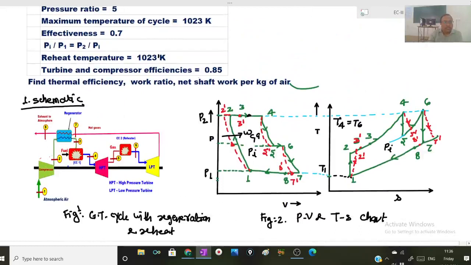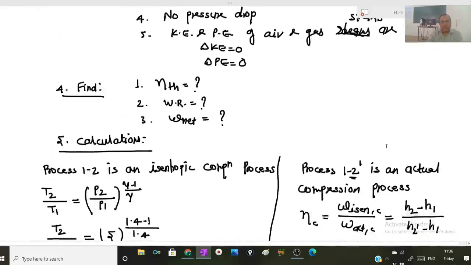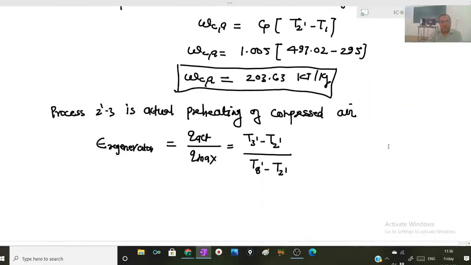T8 dash, sorry, T7 dash. T7 is the maximum possible temperature of the hot gas available, and T2 is the minimum temperature. So corresponding to this temperature difference, whatever heat transfer will take place, that will be Qmax. So this will be actually T7. Let me correct this.